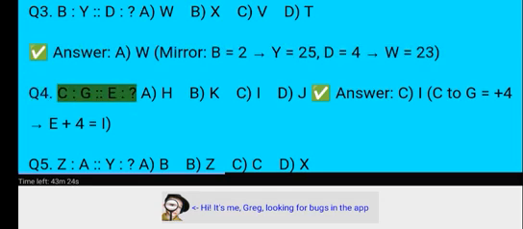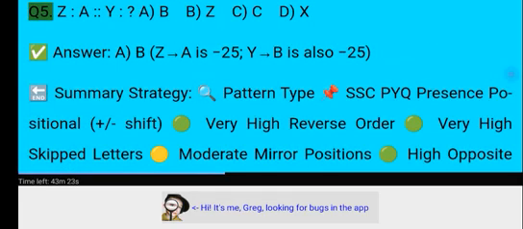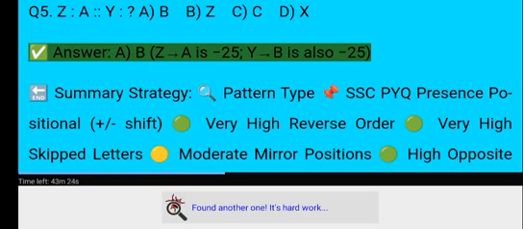Q4: C, G, E; A, H, B, K, C, I, D, J. Answer: C, I. C to G equals plus 4, so E plus 4 equals I. Q5: C, A, Y; A, B, B, Z, C, C, D, X. Answer: A, B. Z to A is minus 25, and Y to B is also minus 25.